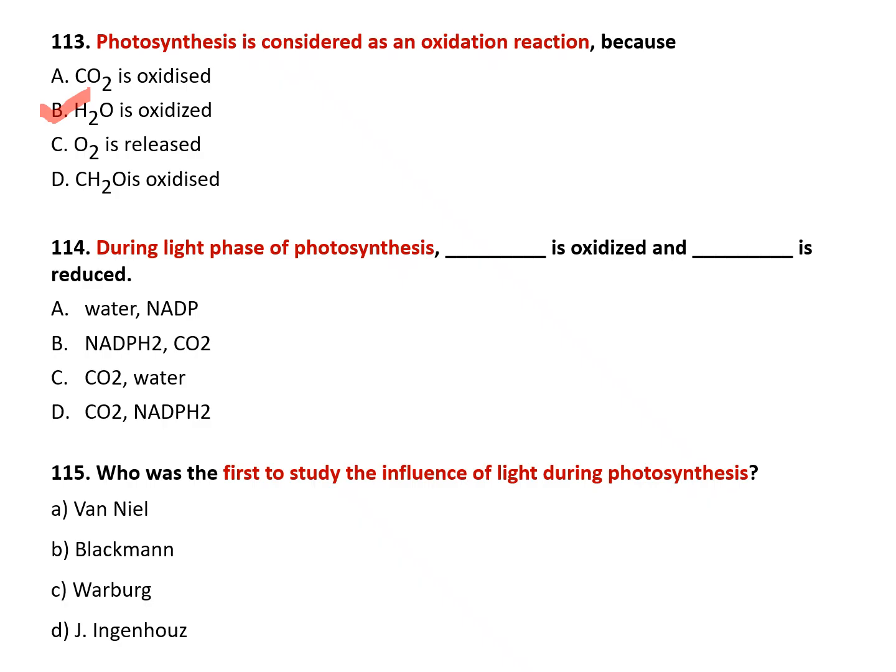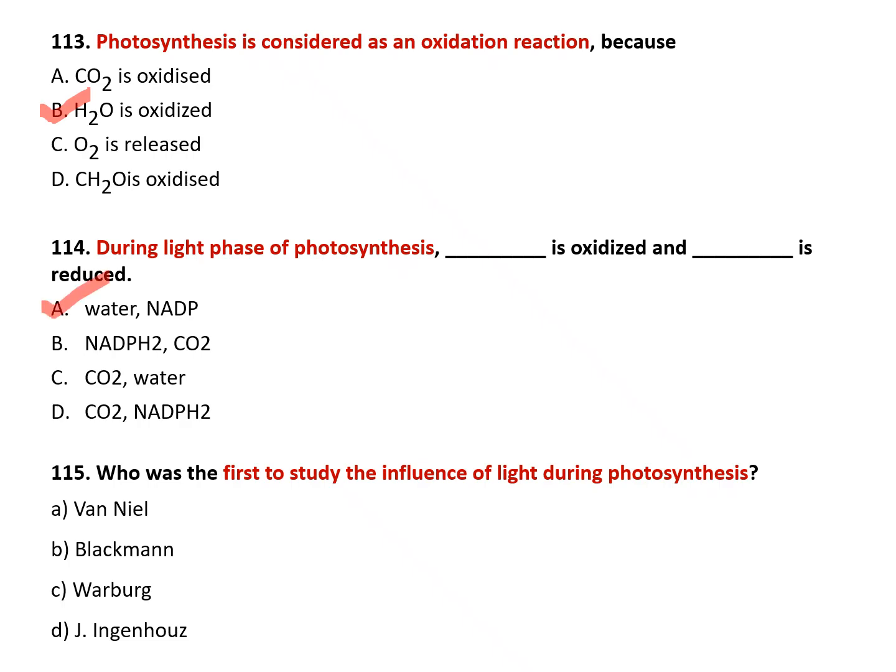Next question, number 114. During light phase of photosynthesis, dash is oxidized and dash is reduced. Option A, water and NADP. Option B, NADPH2, carbon dioxide. Option C, carbon dioxide, water. Option D, carbon dioxide, NADPH2. The correct answer is option A, water, NADP.